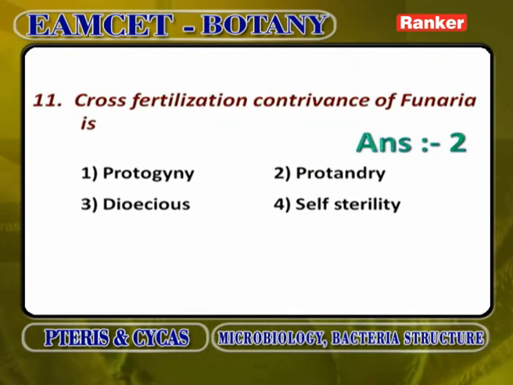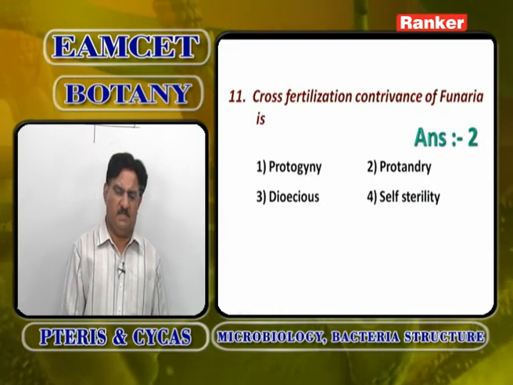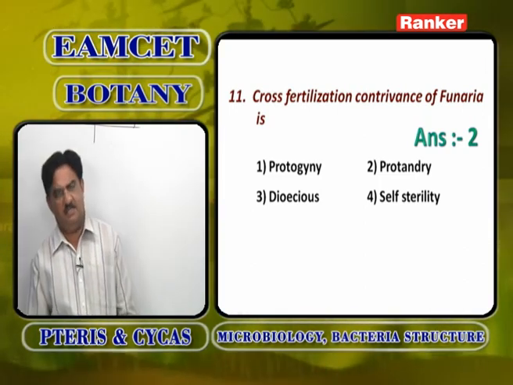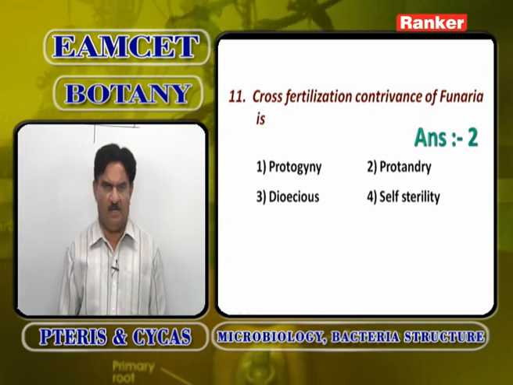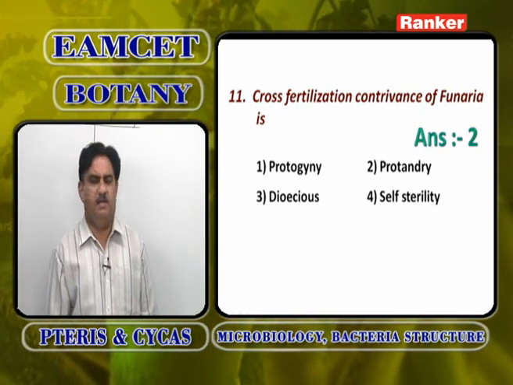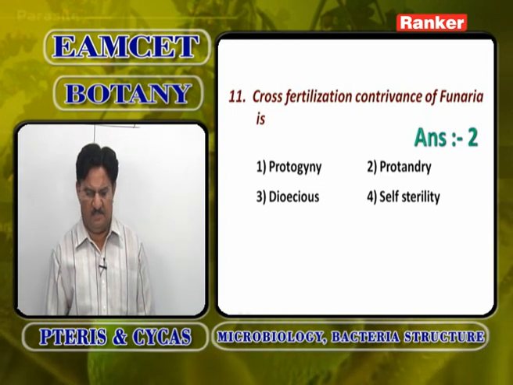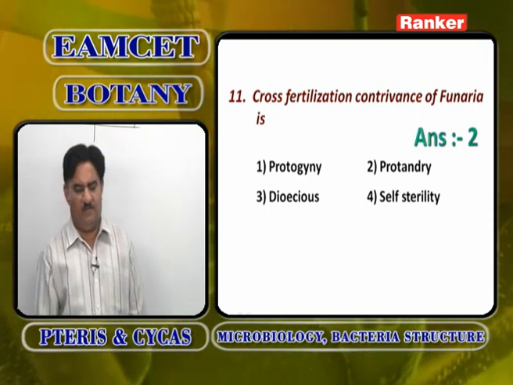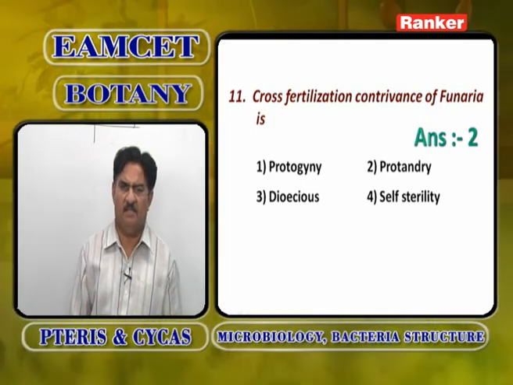Cross fertilization contrivance of Funaria. Funaria is monoecious, autoecious. Both female and male reproductive structures are present on the same plant. But still self fertilization does not occur. Only cross fertilization occurs due to protandry. Protandry means maturation of the male reproductive structure, the antheridium, much before the archegonium. So it is not protogyny, not dioecious, not self-sterility, it is protandry. Here androecium and gynoecium will not come. That's why in Funaria self-fertilization is prevented and only cross-fertilization takes place.